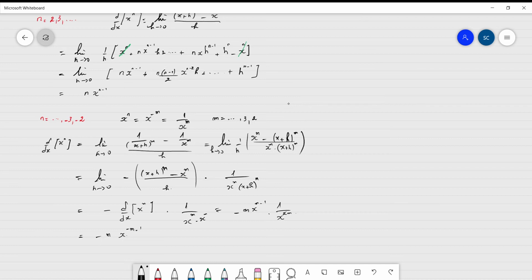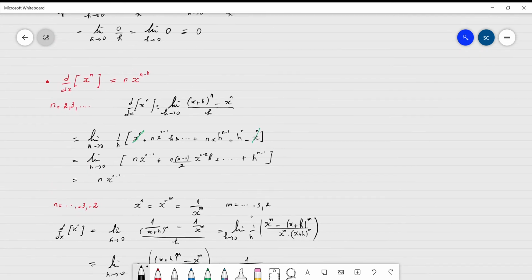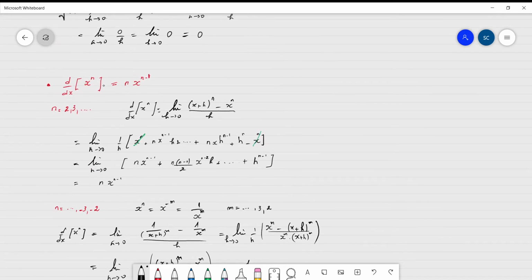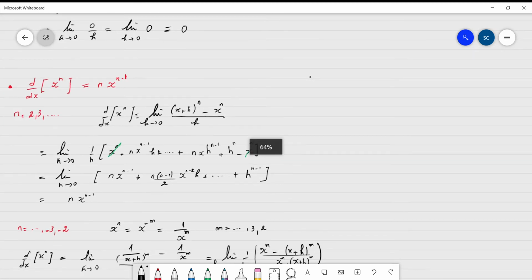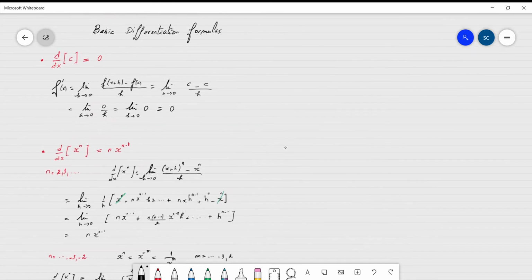So finally, let's come back to the notation n equals minus m. It is still n x^(n−1). So finally, the derivative of the power function is n x^(n−1), whether n is positive or negative. Okay, so we finished with this. So we have now already two families of functions, and we know how to derive them.